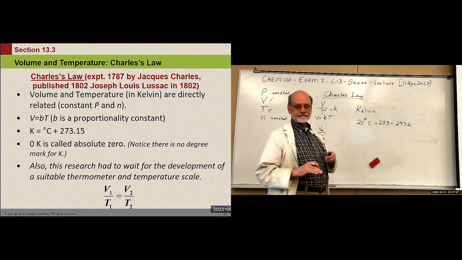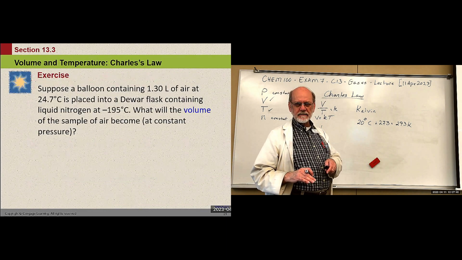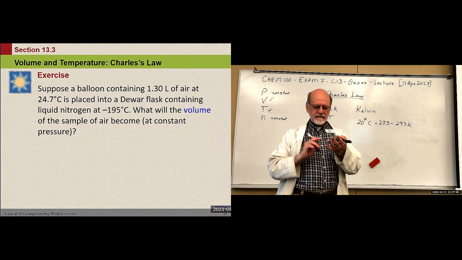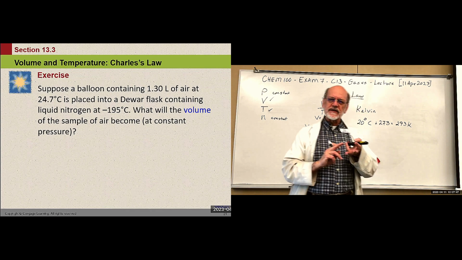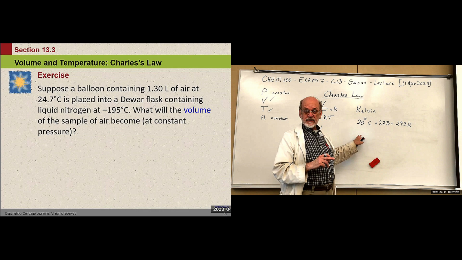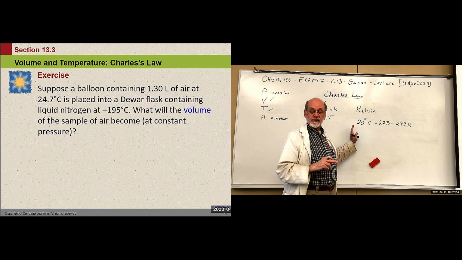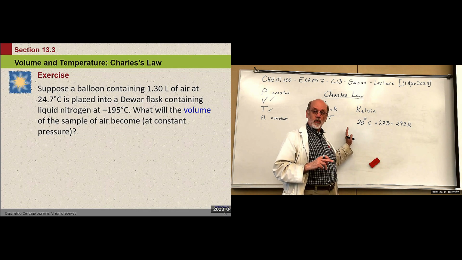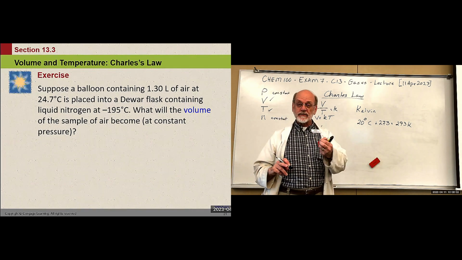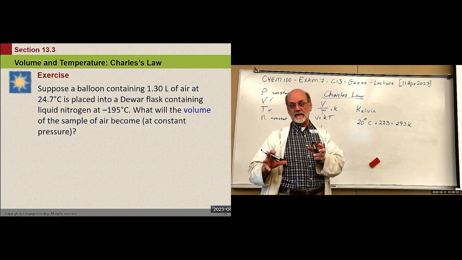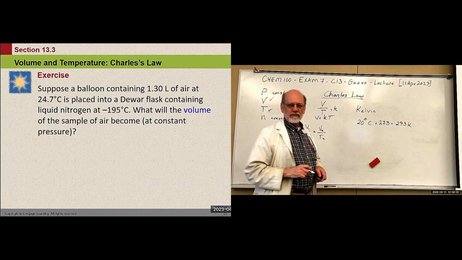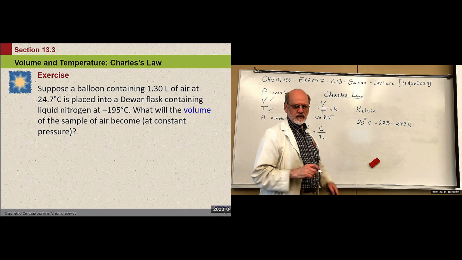Okay. So let's see. Oh, I think we talked about that in an earlier chapter. So Fahrenheit invented his thermometer, then Celsius invented his thermometer, and then Kelvin came along and modified Celsius to account for absolute zero and temperature in only positive values. But once you've got the reliable thermometer available, you can do temperature experiments now. Okay, so let's suppose a balloon contains 1.3 liters of air at 24.7.